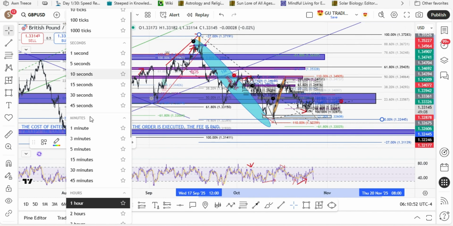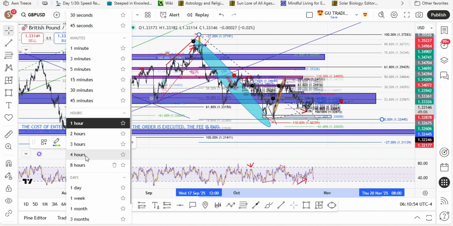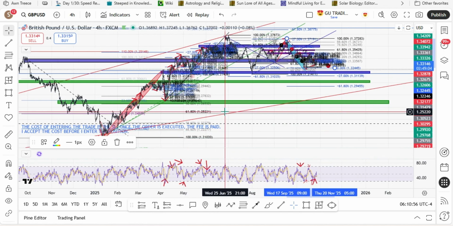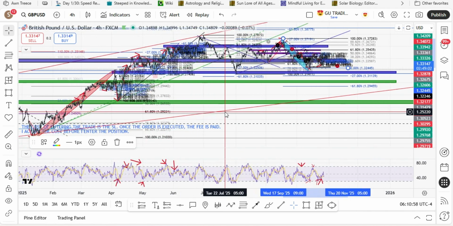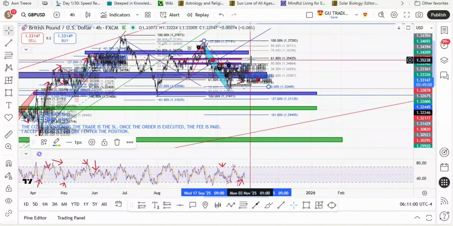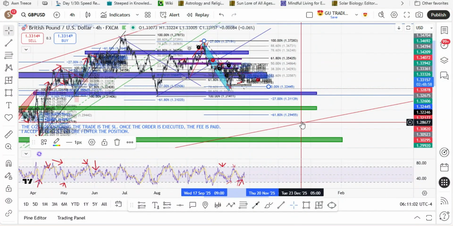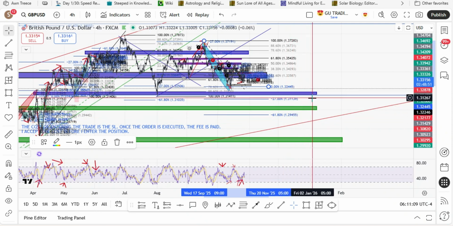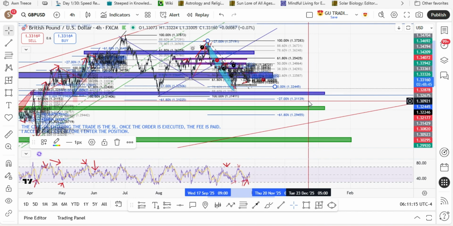Let's see what that looks like on 4 hours. Yeah, depending on when that plays out, it'll hit it right around this daily trend line. Okay.